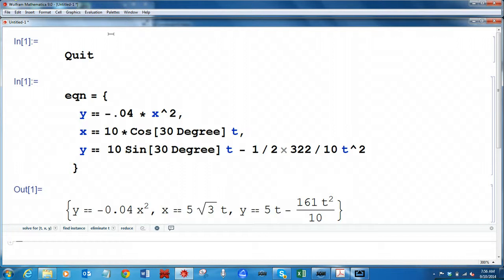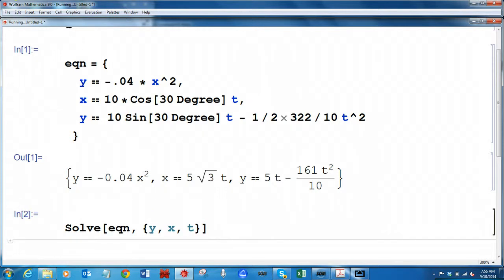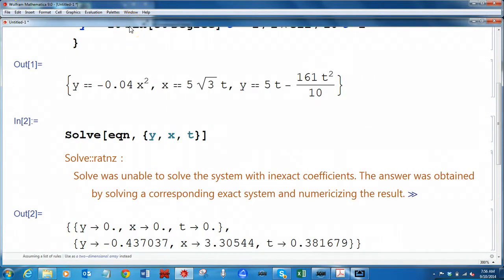Solve. How do I solve? You say solve, with a capital S. What do you want to solve? EQN. You could type it all in. Say equation. What do you want to solve? Y, X, T. There you go. Why are there two answers? It's quadratic. Which one are you going to take? The second. Right. Take the second. How's that? Is that good?